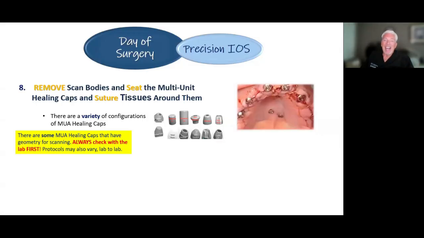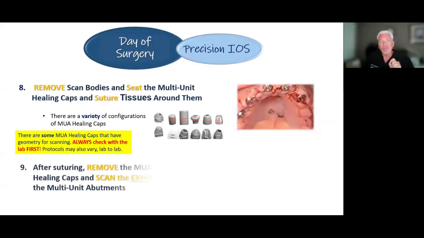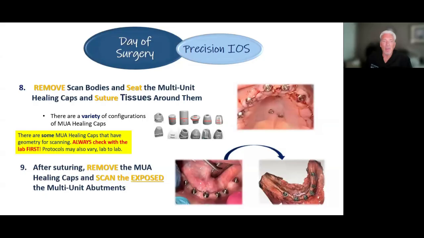And by the way, I'm not talking about the ones in this image here, but not all healing caps have geometry that, when it's scanned, has any meaning to the designers at the laboratory when they're trying to line your scans up. So always talk to the laboratory about healing caps and the multi-unit abutments. What should you have? What do you need to order? This should not be a surprise for you all. You've got to talk to your laboratories ahead of time.